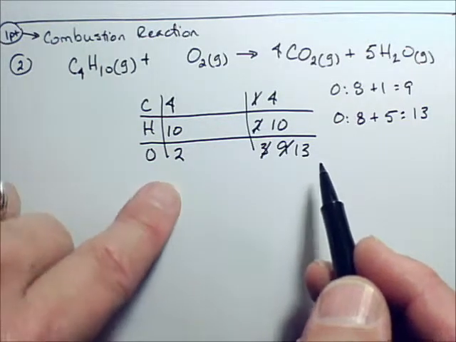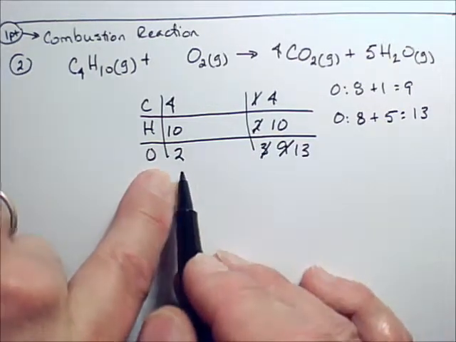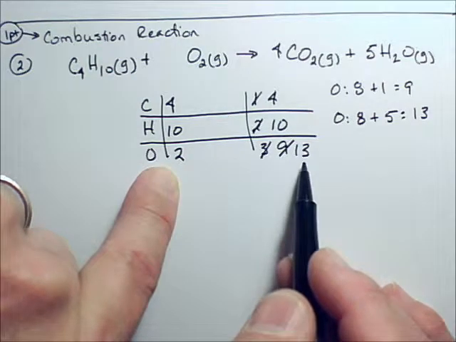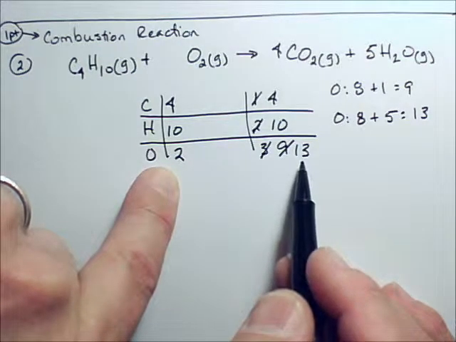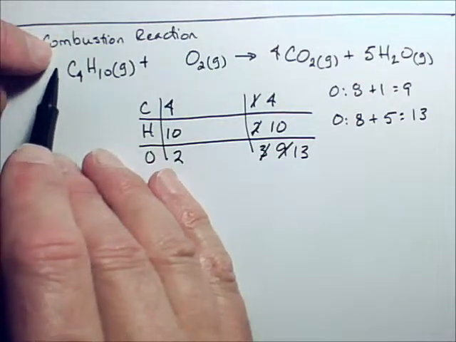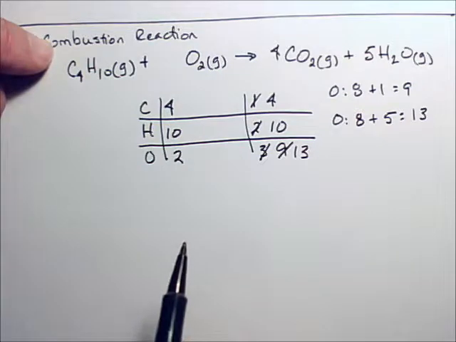Now we have that situation. Please give me your attention. Now we have that situation where we've got an even number of oxygens on one side and an odd number on the other. So what we want to do is to go through the equation and multiply all the coefficients by 2 except for the coefficient that's in front of oxygen.